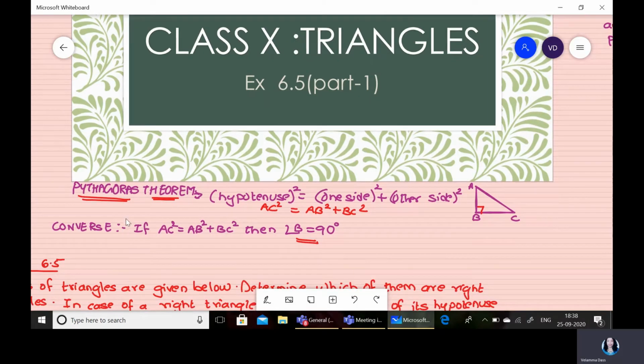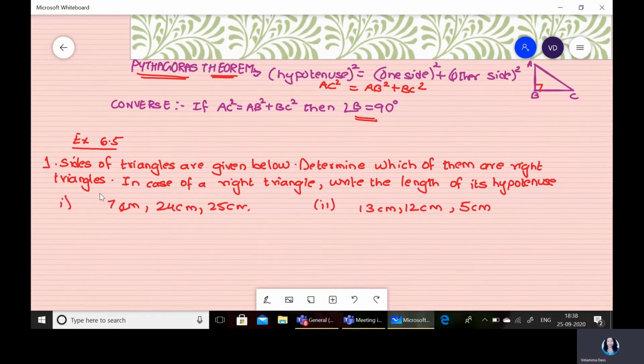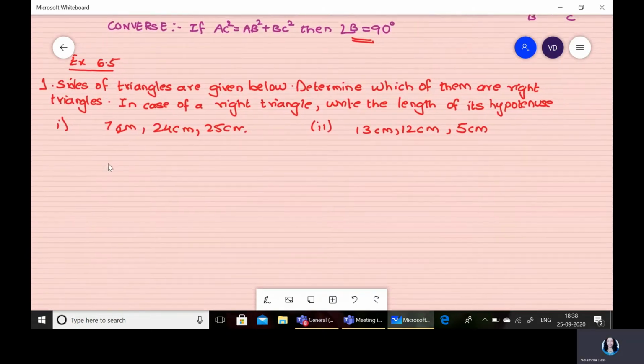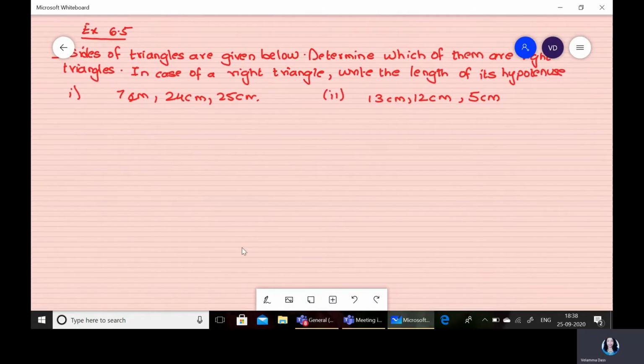Coming to exercise 6.5, the first sum. Here the sides of the triangle are given below. Determine which of the following are right triangles. Write the length of its hypotenuse. In the case of a right angle, you have to write the length of the hypotenuse. Now this is a 2-mark sum. You don't have to draw the diagram for this.